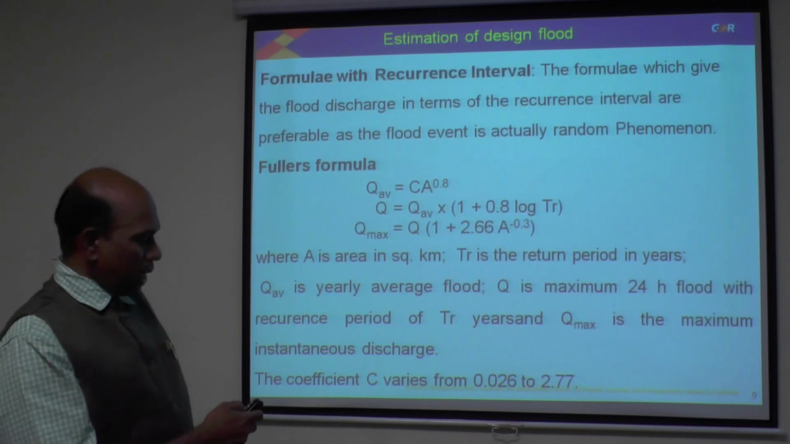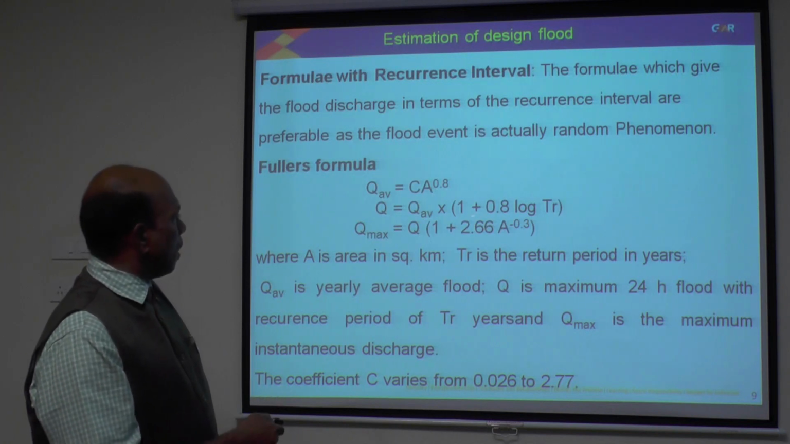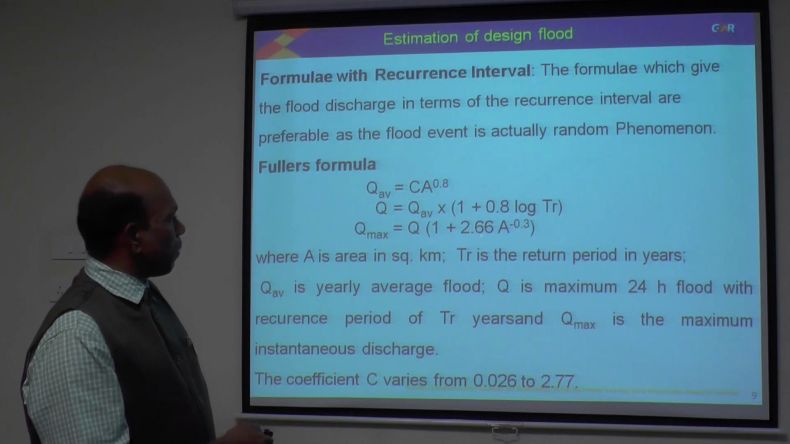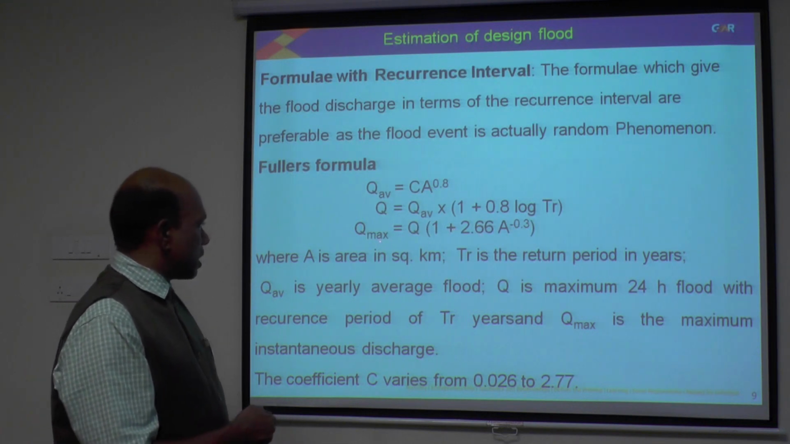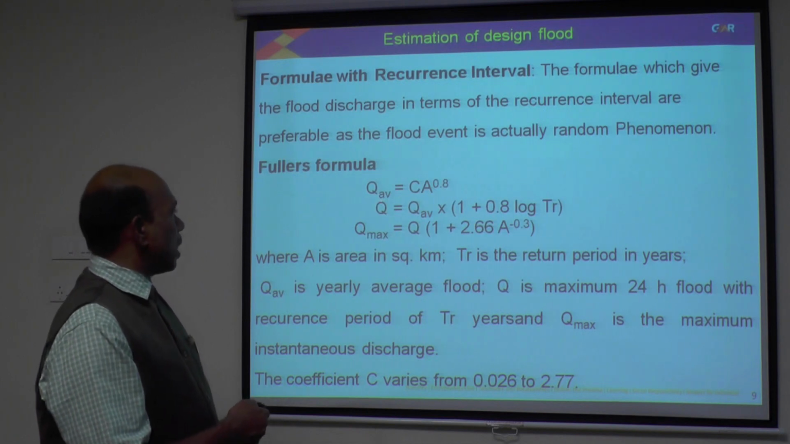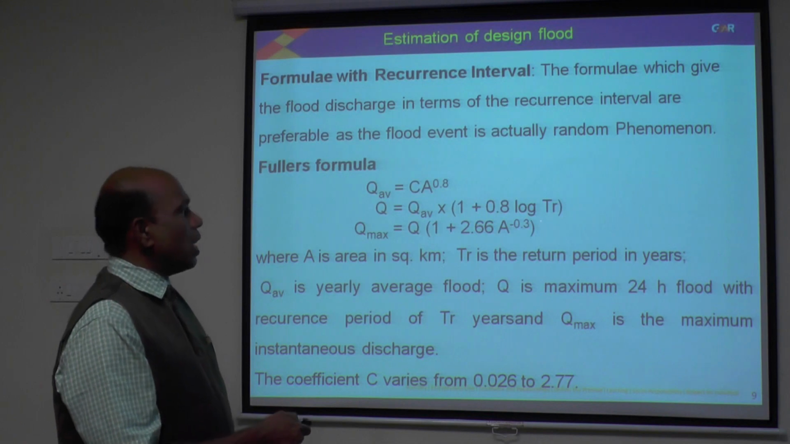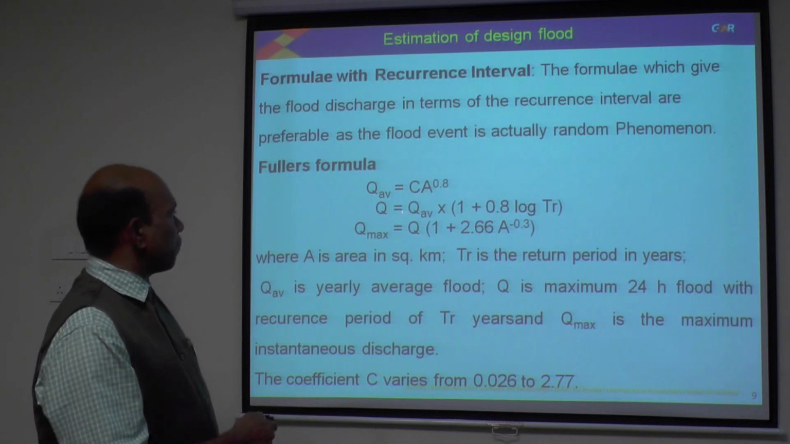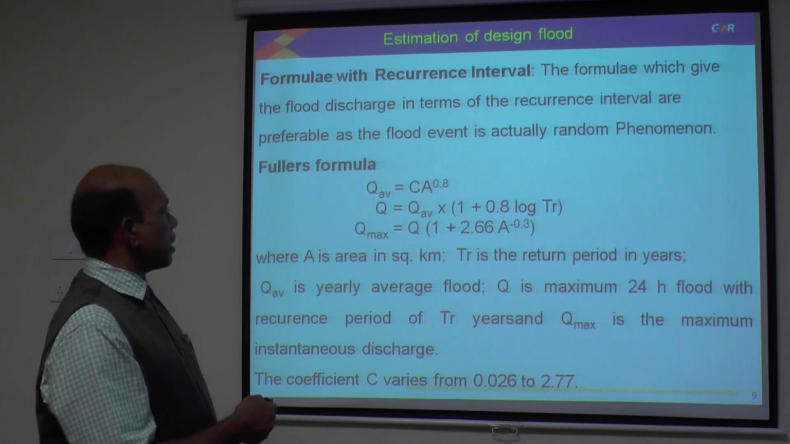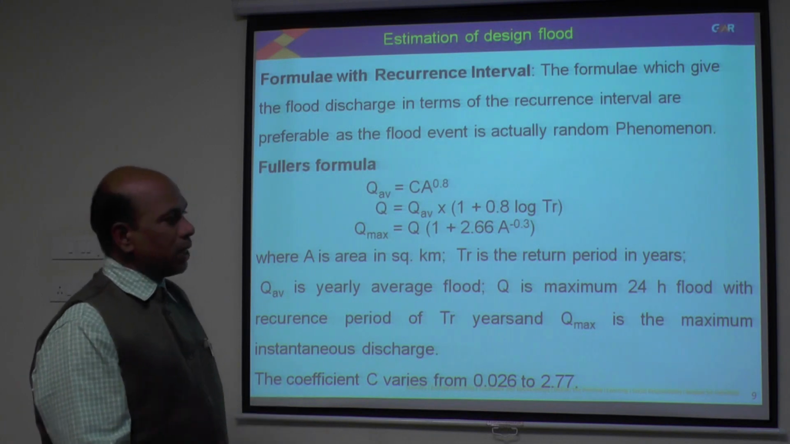And next one is considering the recurrence interval. Here, the maximum flood discharge is given by the formula Q into 1.1 plus 2.66 A power 0.3. Considering the catchment area, for the determination of Q maximum we should calculate the Q value. For the determination of Q value, they have introduced the recurrence interval, which depends upon the requirement. For the determination of Q, they have calculated Q average. Here they have considered the C value as well as the catchment area.